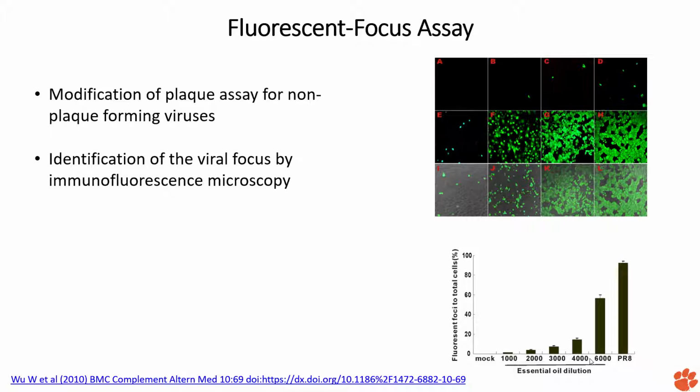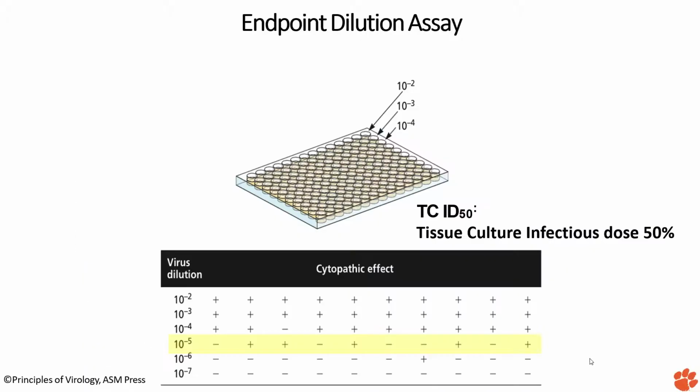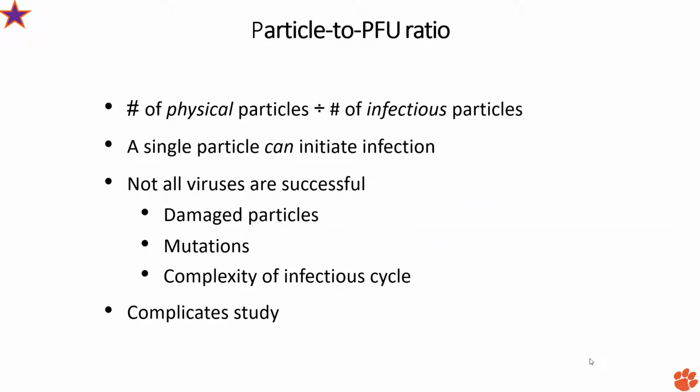All right. So here also, exactly the same. What is the definition of the particle to PFU ratio? Number of physical particles over the number of infectious particles. That is your particle to PFU ratio. Now here, if I just ask what you mean by the particle, of course virus particle, but what really is meant by the particle?